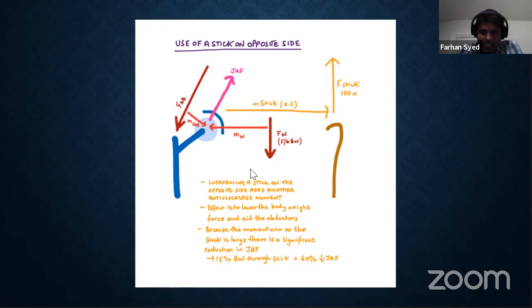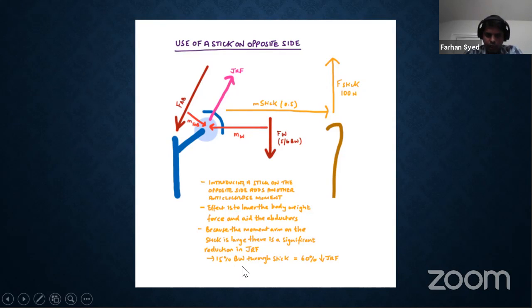So as you can see, by adding a stick on the contralateral side, you are adding to the anti-clockwise torque. As we mentioned in our diagram, the clockwise torque is the body weight, the anti-clockwise torque is the abductor force. And as you can see, by adding the stick, it's aiding in your anti-clockwise torque. The stick generates a force of 100 newtons, and it has a very long moment arm of half meter or 0.5 meters. This aids in decreasing the abductor force, and once you decrease the abductor force, it decreases your joint reaction force.